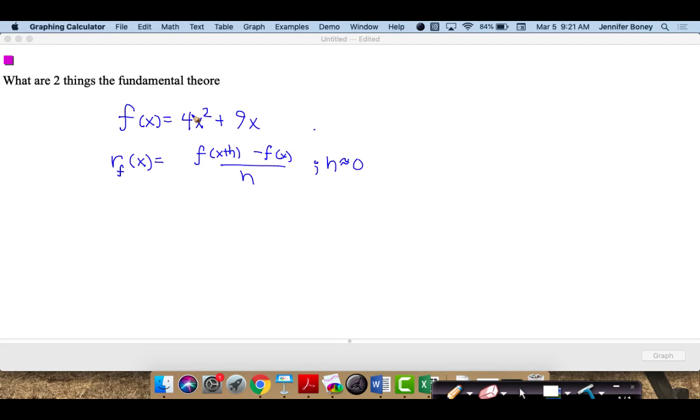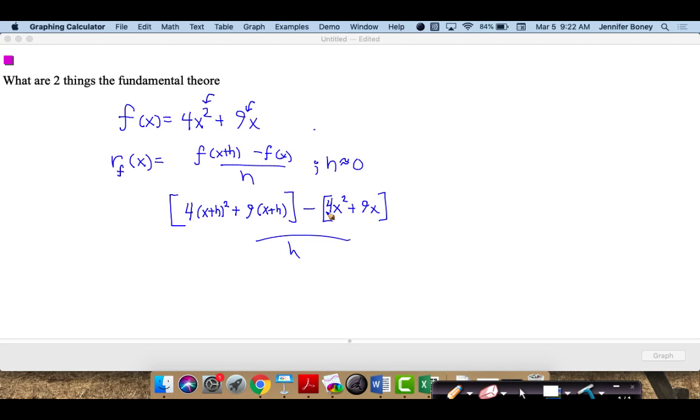So f of x plus h here, this first term is going to be kind of similar to what we worked on before. I'd have 4 times x plus h quantity squared, and then the rest of f of x plus h comes from substituting in x plus h in place of the variable x into the second term. So this is my f of x plus h. I'm just going to put big parentheses or brackets around it. Not in reality necessary. And then minus f of x, 4x squared plus 9x, all over h. So this is the expression that I want to clean up a little bit.